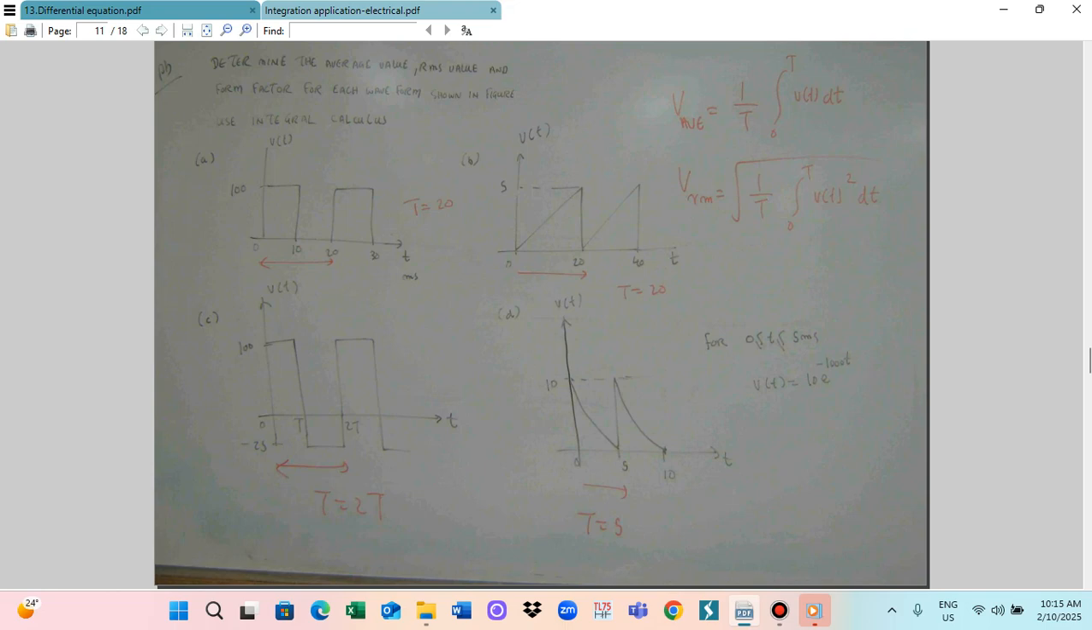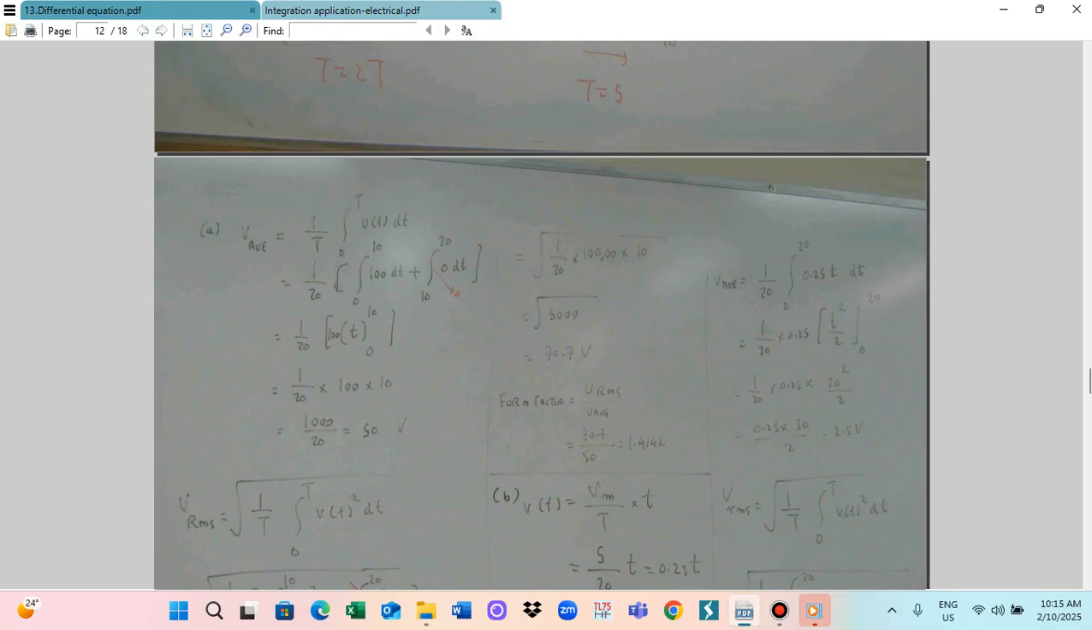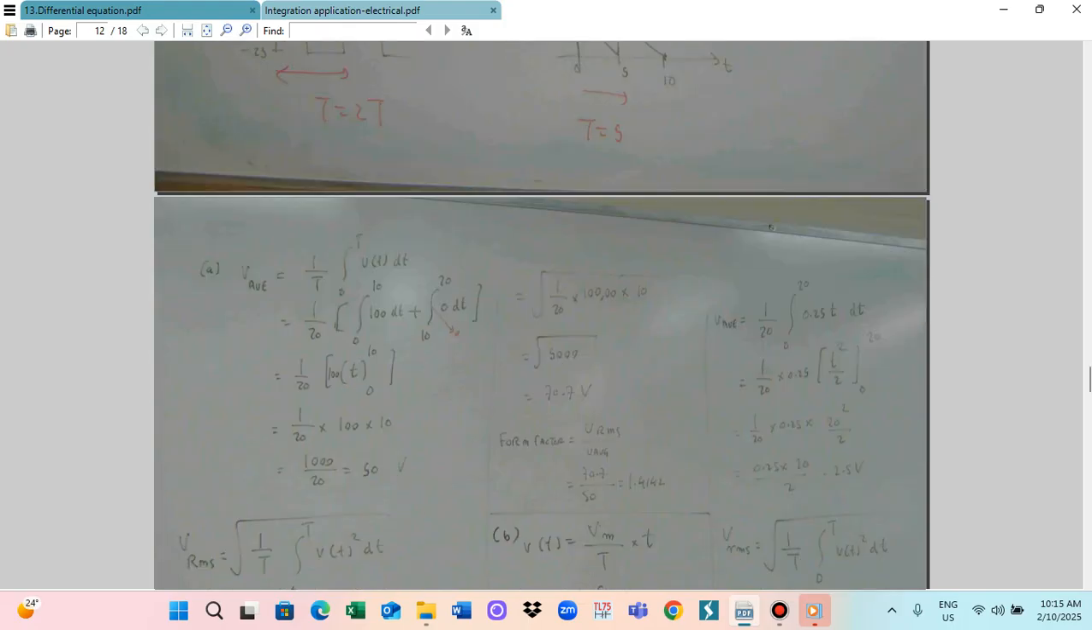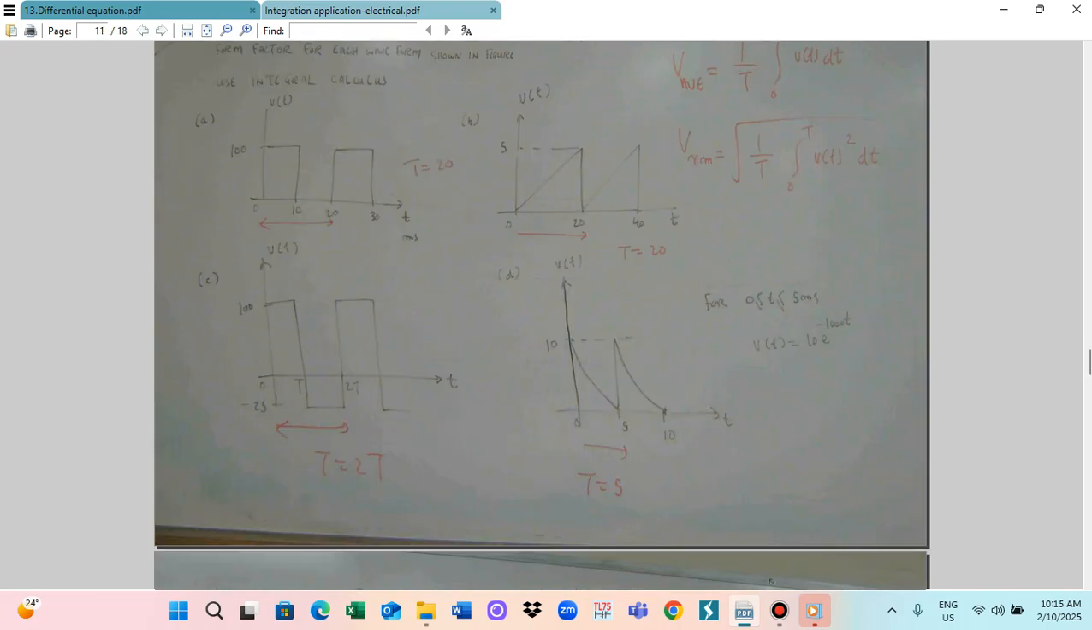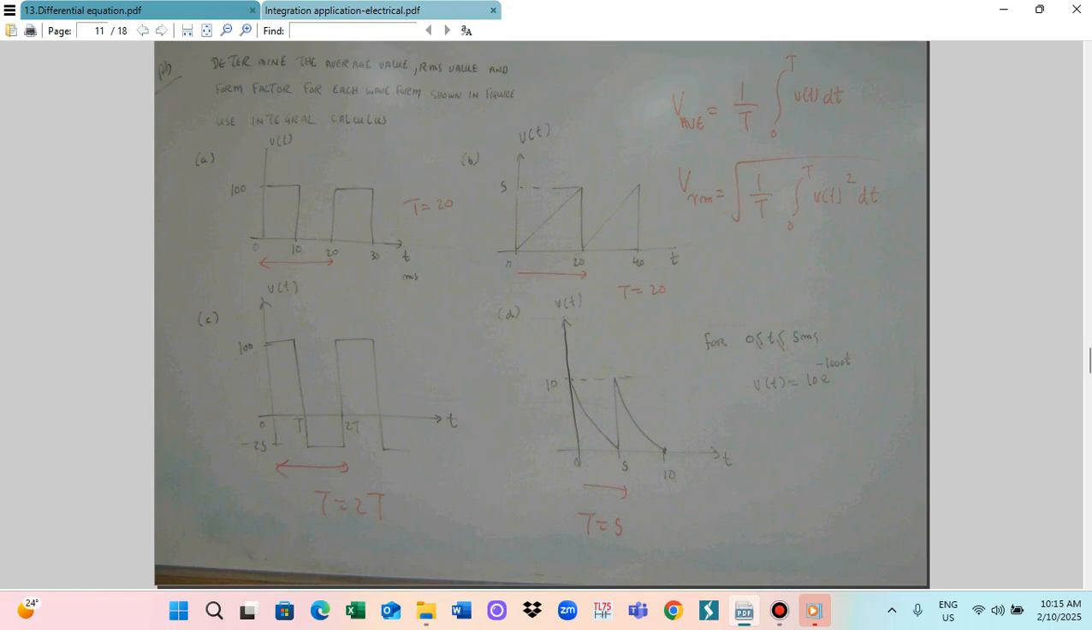For this waveform, from 0 to 10 the value is 100, and from 10 to 20 the value becomes 0. So one cycle is 20, so T is equal to 20. But for this waveform, one cycle is 0 to 2T, as the waveform keeps repeating. Here T is equal to 20, here T is equal to 5. Those things we have to substitute.